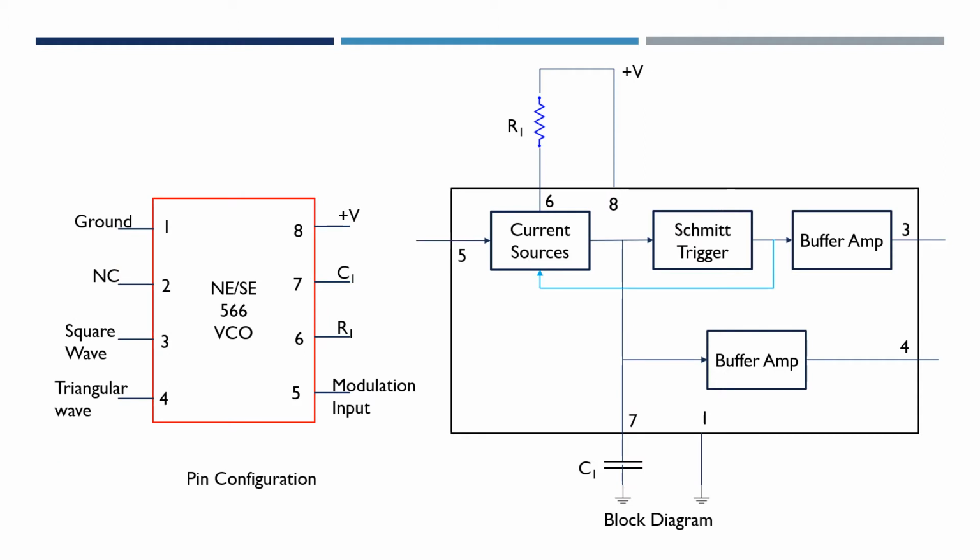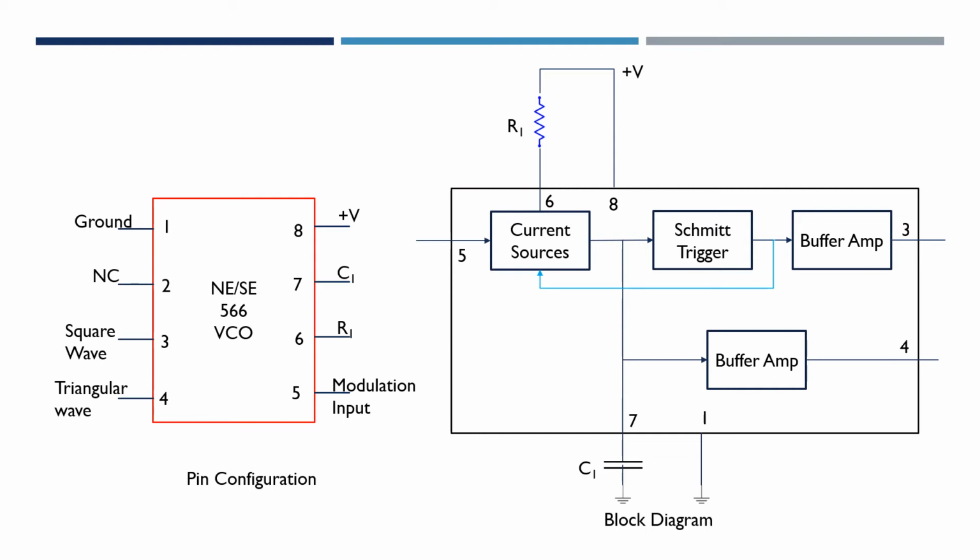Seeing the pin configuration of the NE or SC 566 voltage controlled oscillator, it is an 8 pin IC, and it is provided by the Signetics Corporation. As we have stated, it provides two outputs: one is the square wave output and the other is the triangular wave output. The control voltage is applied at pin number 5. The two outputs are obtained at pin number 3 and pin number 4. The supply voltage of plus V is applied to pin number 8, and pin numbers 6 and 7 are used for external components, that is the resistance R1 and the capacitance C1.